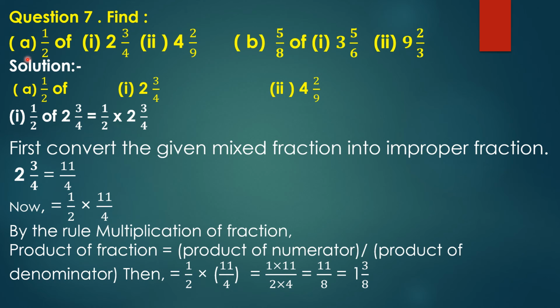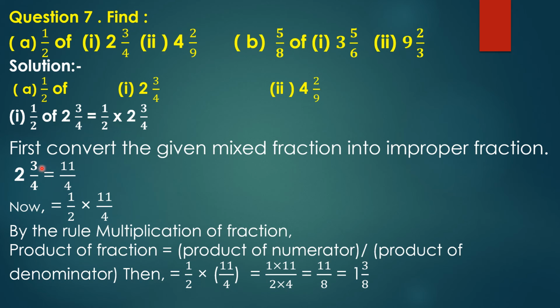Therefore now let us consider first 1 by 2 of 2 3 by 4. Okay, we'll see how to solve this one. 1 by 2 of 2 3 by 4. So what is the meaning of half? It is multiplication. Therefore this will become 1 by 2 into 2 3 by 4. So now from here onwards we have to start the multiplication. Here we have a mixed fraction 2 3 by 4. So what is the first step? We have to convert the mixed fraction into an improper fraction. Already we are very familiar with the conversion of the mixed fraction into an improper fraction.